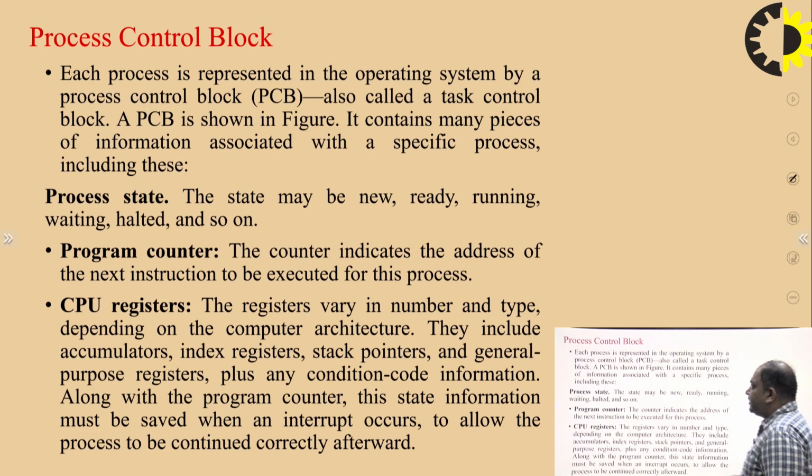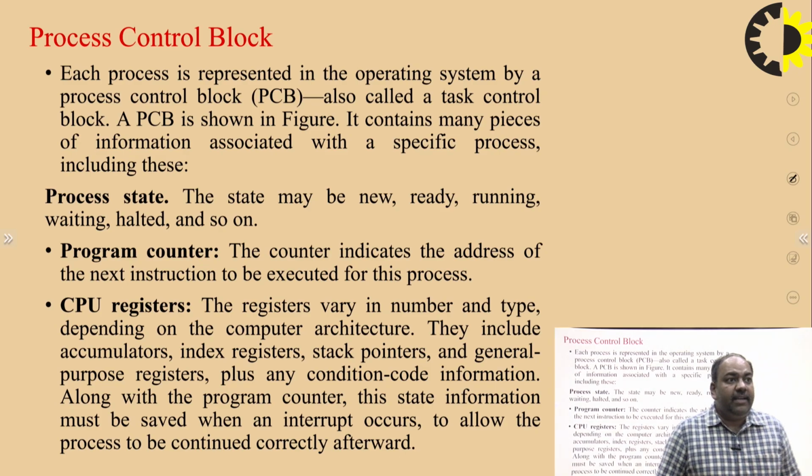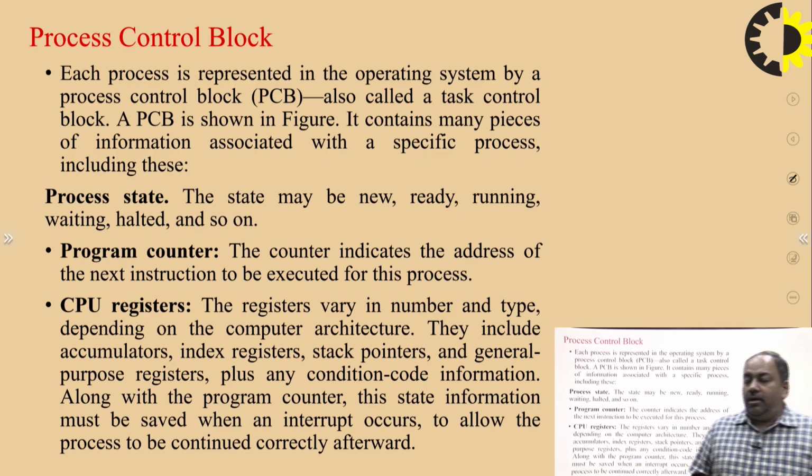After these 5 states, there is an important thing which each operating system holds: each process is represented through a process control block, in short known as PCB. So, each process is represented in the operating system by a process control block, and it is also known as the task control block because it contains all the things associated with the process.